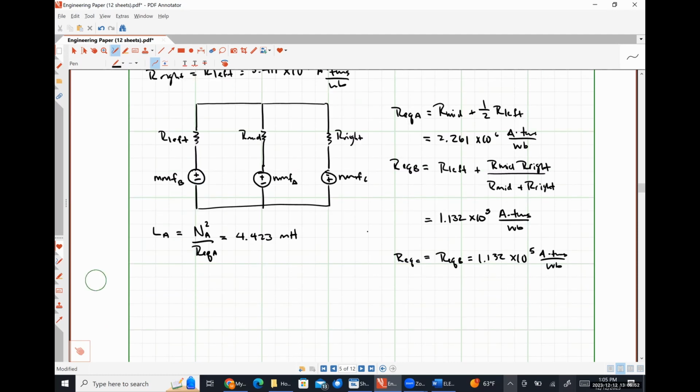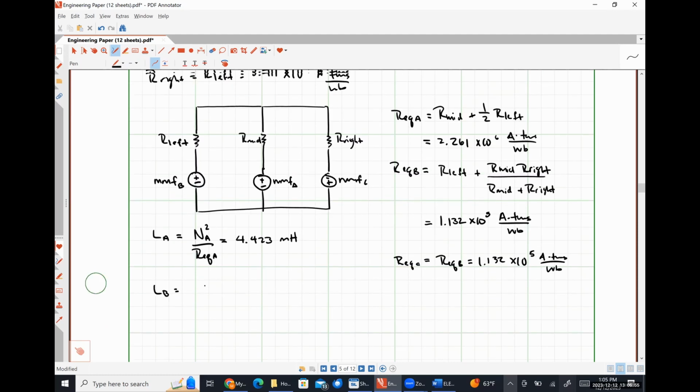Very similarly, the self-inductance of coil B will be the number of turns in coil B squared divided by REQB. And that comes out to be 353.489 millihenries. So significantly larger self-inductance. Anybody care to venture a guess why? Yeah. So there are 200 turns in coil B, whereas there are only 100 turns in coil A. So because there are more turns, the inductance is going to be larger.